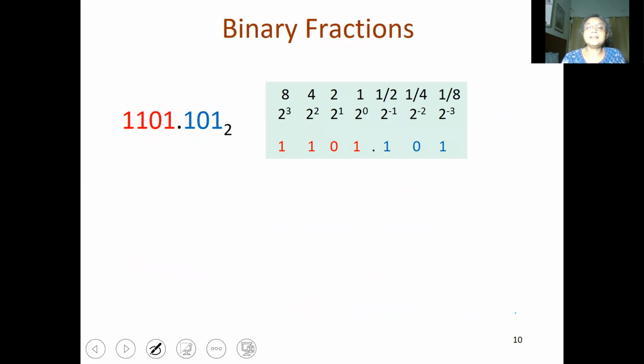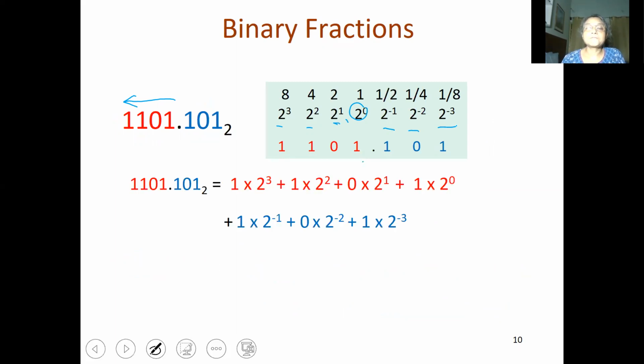Similarly, if we have a binary fraction, for those bits which are on the left of the binary point, the place values are 2 to the power 0, 2 to the power 1, 2 squared, 2 cubed, etc. And the place value of the bits to the right of the binary point are 2 to the power minus 1, 2 to the power minus 2, 2 to the power minus 3, and so on. And therefore, we can compute the value of the number by summing this up.